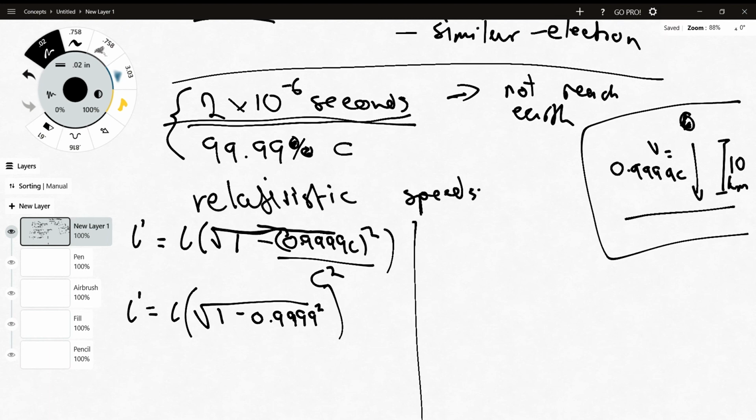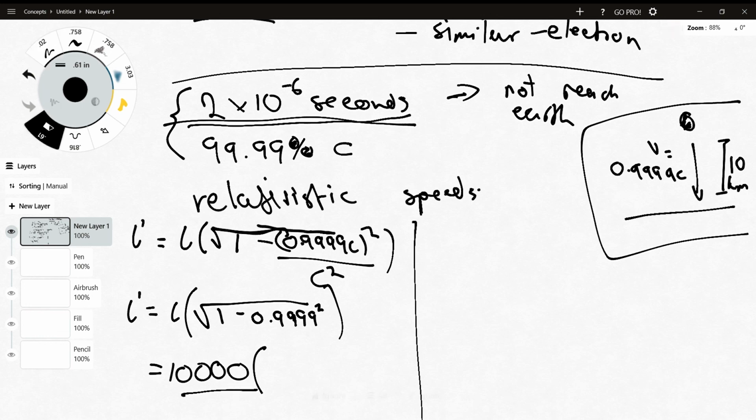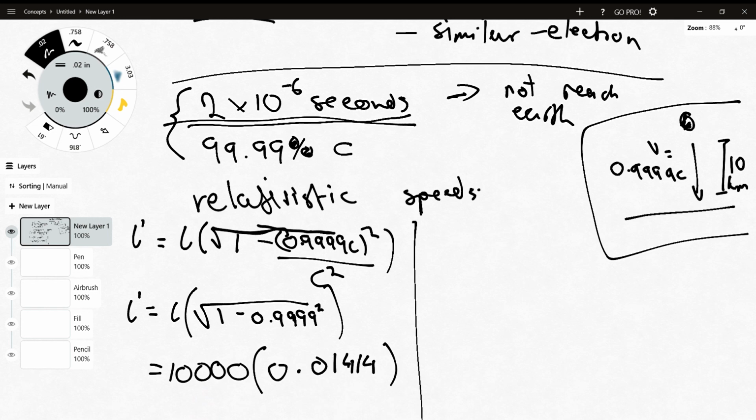So what we have is our proper length is 10,000, as measured from the observer. So proper time is measured from the object in motion. Proper length is measured from an object stationary to the start and end points of the journey, as well as the object in motion. So the scientist on the ground has measured 10,000 meters or 10 kilometers that this muon must travel to reach the surface of the Earth. And our factor in the radical sign is 0.01414, which is a recognizable sequence of decimals.